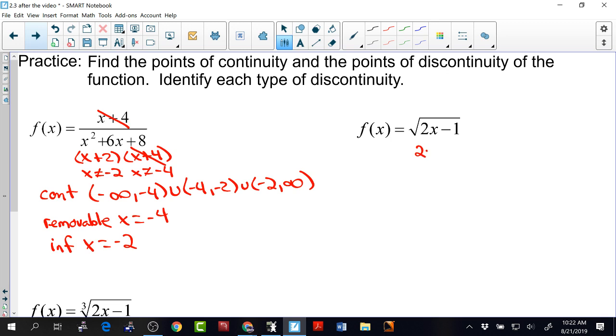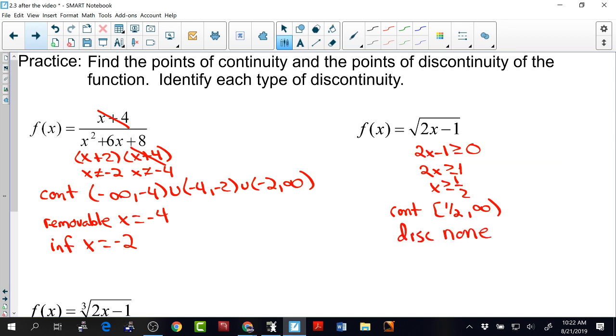On this one, 2x minus 1 has to be greater than or equal to 0. You cannot take the square root of negative values. So we solve. X is greater than or equal to 1/2. So continuous from 1/2 to infinity. Discontinuous, nowhere. It just doesn't exist on the other side. That's not a discontinuity. That just doesn't exist.